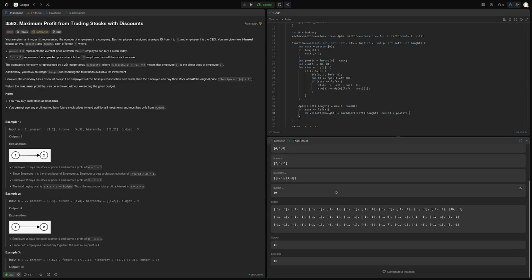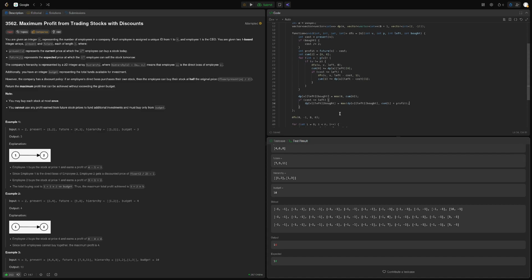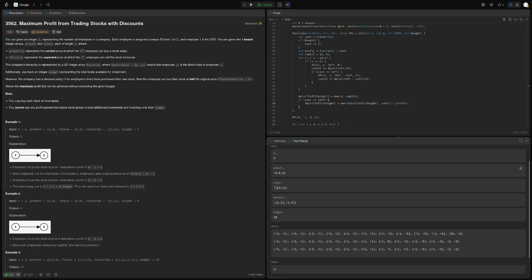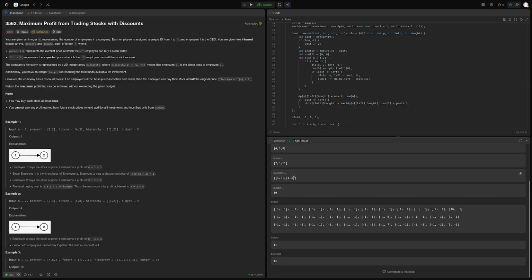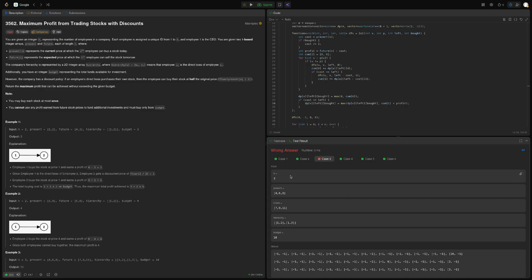Okay, still one case doesn't pass because I somehow get 16. How do you get 16, bro? So my budget is 10. So I can get for 8. I can get a profit of... So I buy here for 4. This puts this at 3 and 4. So for 10, I can buy 3 plus 6 is 9 plus 7 is 16. Okay.